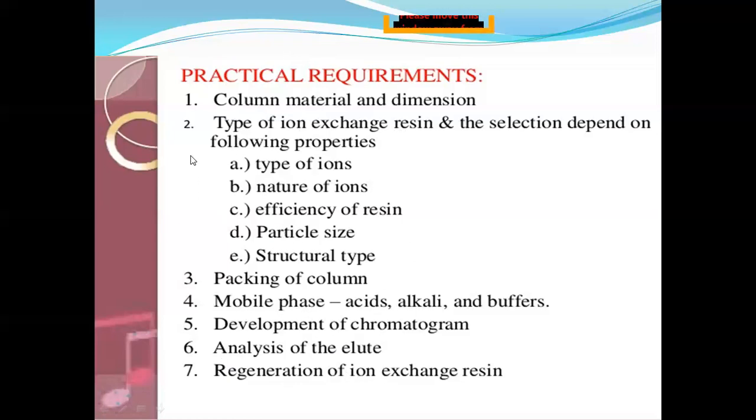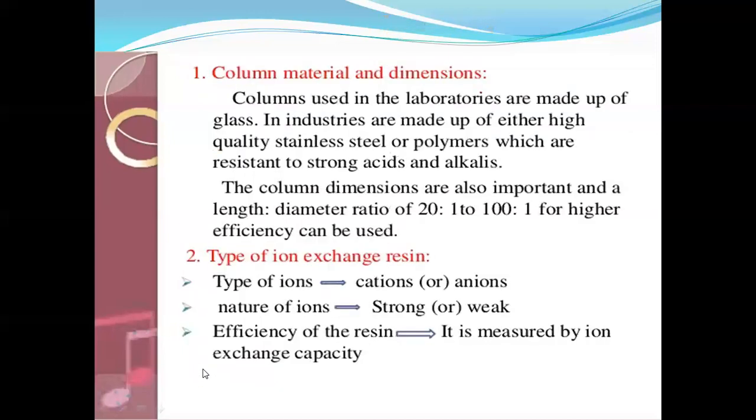So these are the major steps. First one is column, second is type of resin, third is packing of column, fourth is mobile phase, fifth is development of chromatogram, sixth is analysis of eluate, and seventh is regeneration of resin. So let's see the first one.